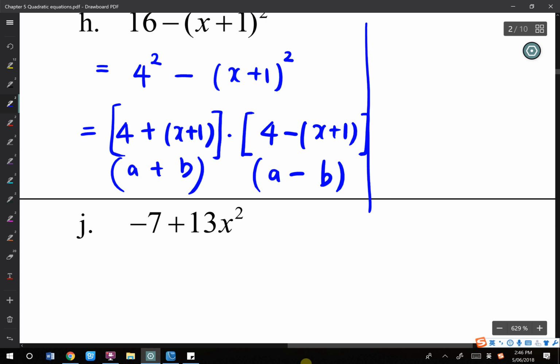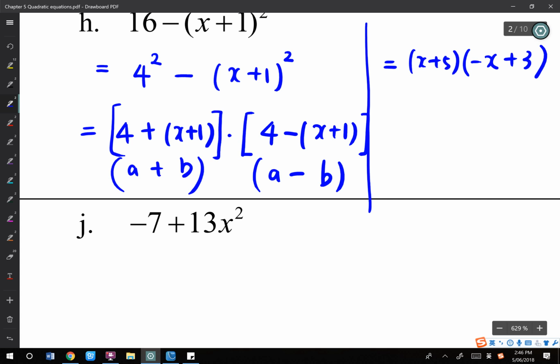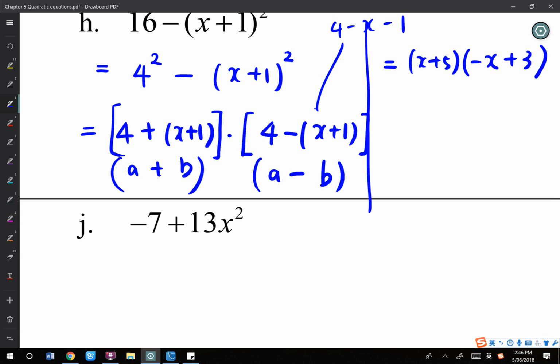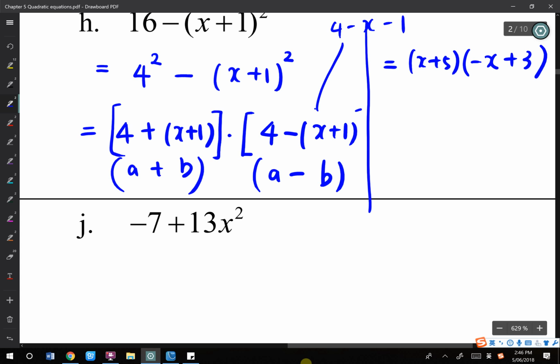So what we have here is x plus 5, minus x plus 3. We'll expand the bracket: 4 minus x minus 1. So it's minus x plus 3. So it's a plus b, and a minus b is in the bracket. So x plus 1 is b, so you minus the sum of x plus 1. That's something students always get wrong as well. Just need to be careful with that.